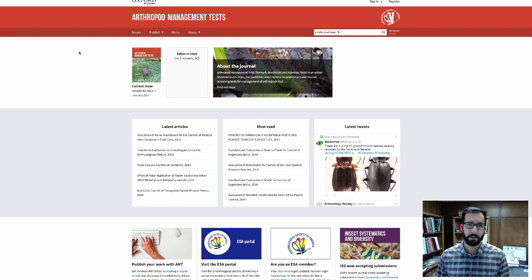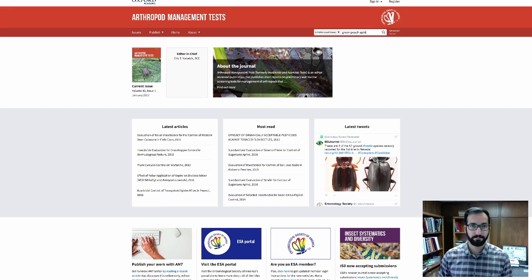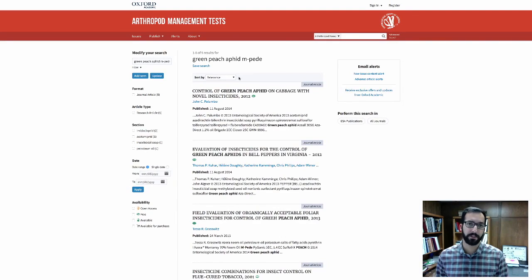Many people have asked me whether they can use soaps to kill aphids. A commercial product that is considered an insecticidal soap is called Impede. So let's search for green peach aphid Impede. The search results show you several articles that involve the use of Impede to manage green peach aphids.